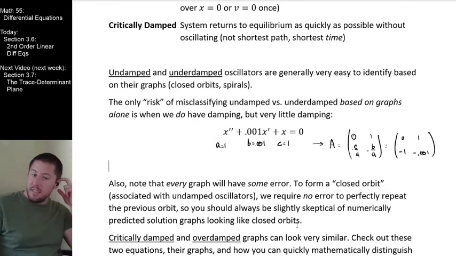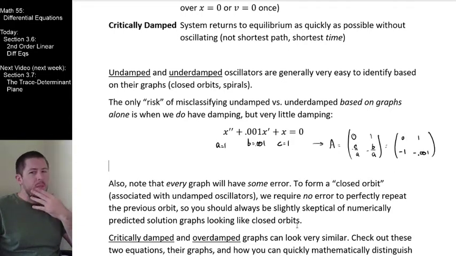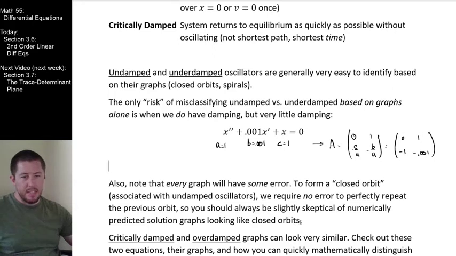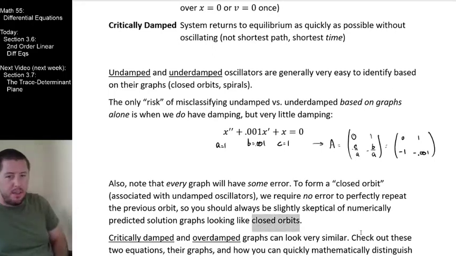So the other thing is you should pretty much always be a little bit skeptical of numerically predicted solutions when the graphs look like spirals, because you should say to yourself, did the spiraling happen because it was supposed to, or did the spiraling happen because of the numerical error in the predictor?